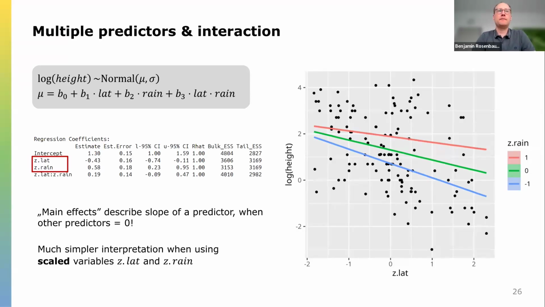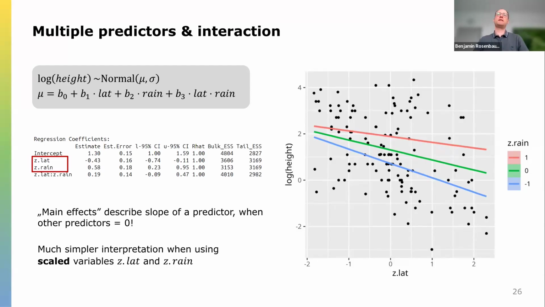However, it's important to know what they mean. Here, the main effect means what is the slope in latitude when the other predictor is equal to 0. And this is meaningful if you have mean-centered your variables, because then this is the slope when the other predictor is at 0, and if you centered them, it's when the other predictor is at its mean.